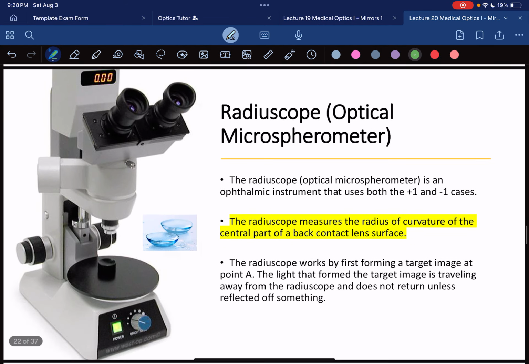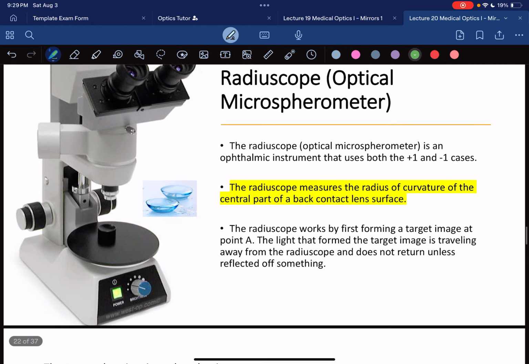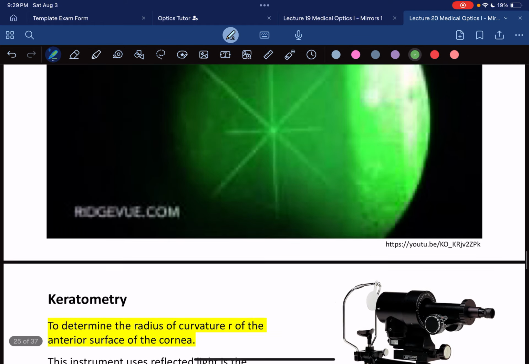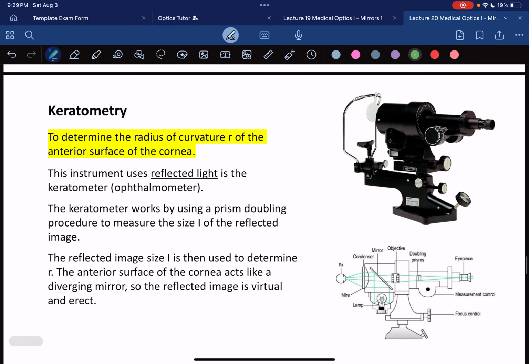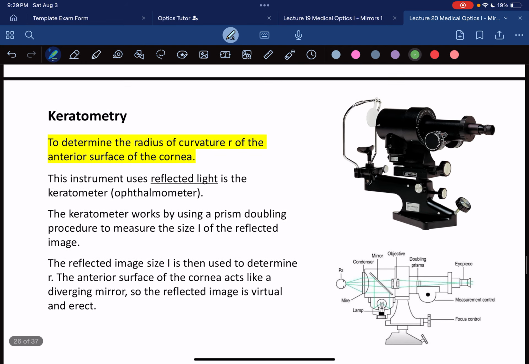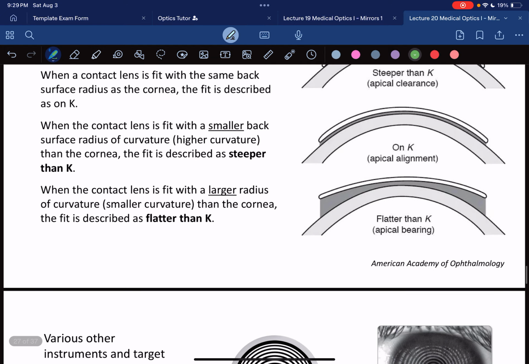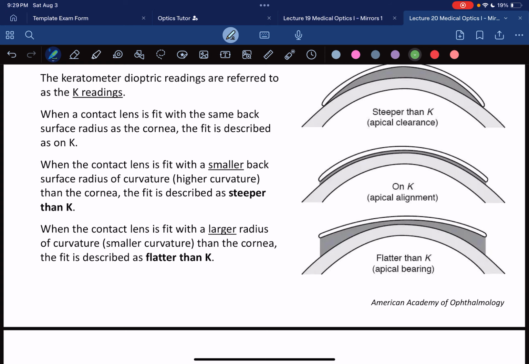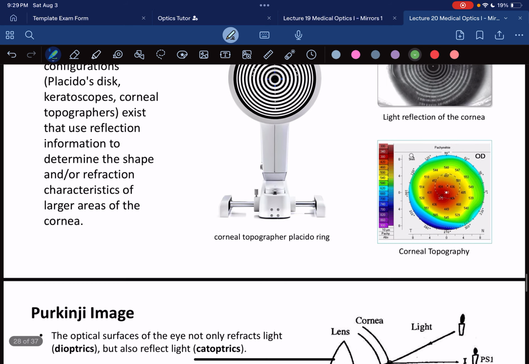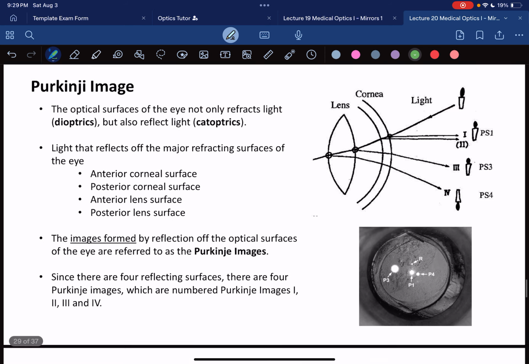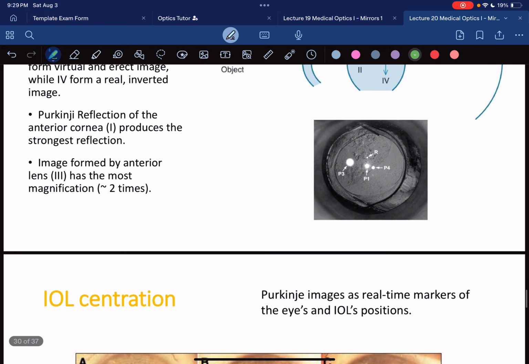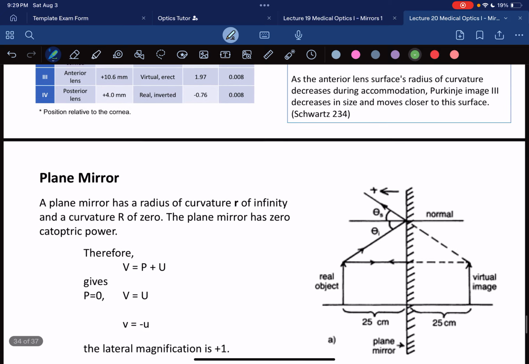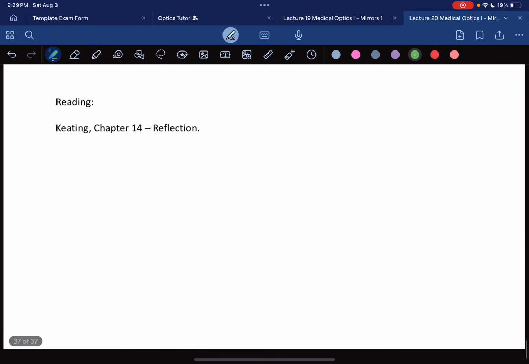And then make sure that you memorize or understand just a couple of things about radioscopy, this right here, keratometry, just the basics. Don't go crazy, because I'm sure there's going to be something that comes up about if it's flatter than K, and so on and so forth. I still need to study these. Anyways, Purkinje images, IOL, corneal inlay, Purkinje. I don't remember going over this.